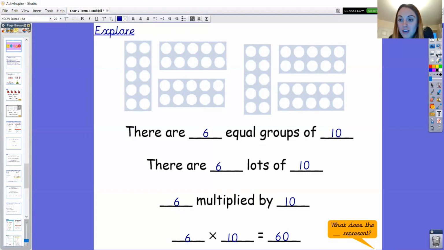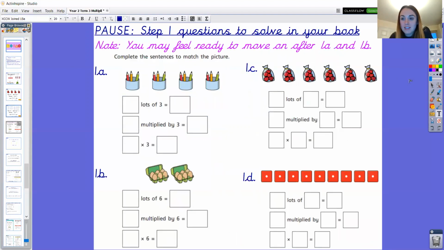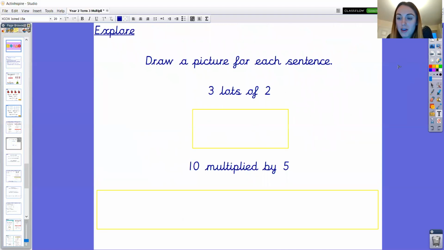Okay, so moving on, you will be able to see step 1 questions on the screen. As you can see, there is 1A, 1B, 1C, and 1D. They are all very similar questions, so I suggest that if you feel ready to move on after 1A and 1B, please do. Have fun, Year 2. Well done. I hope you enjoyed step 1. We're now going to move on to exploring step 2 together.